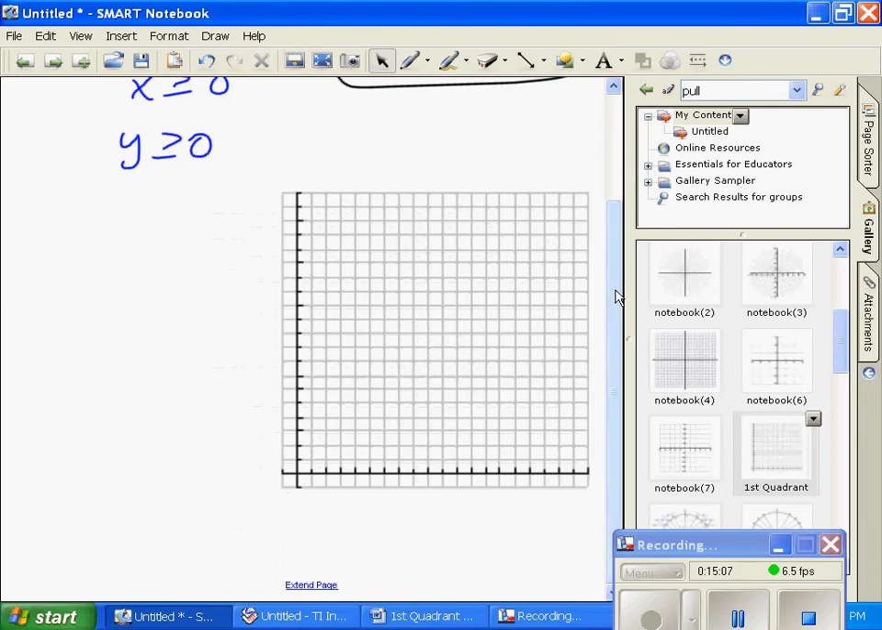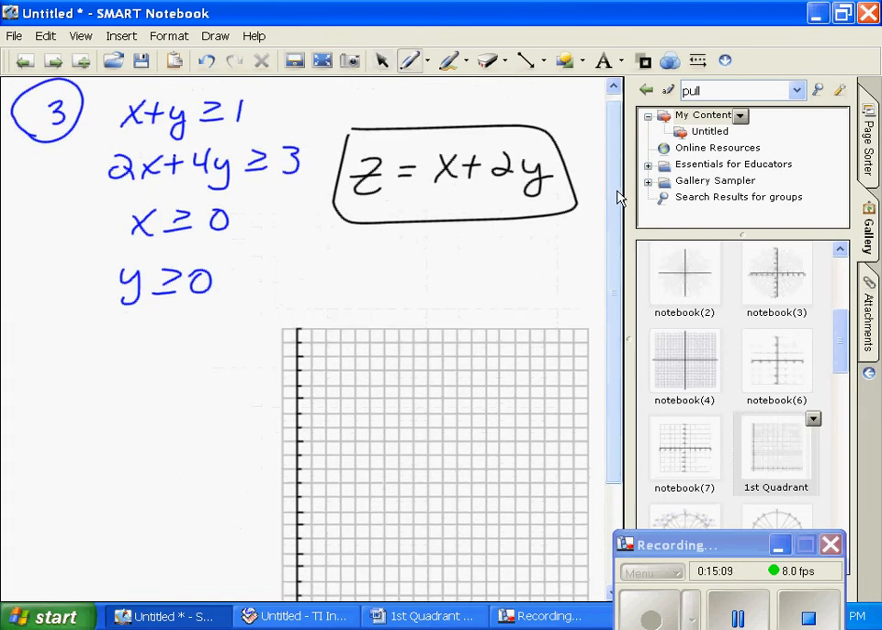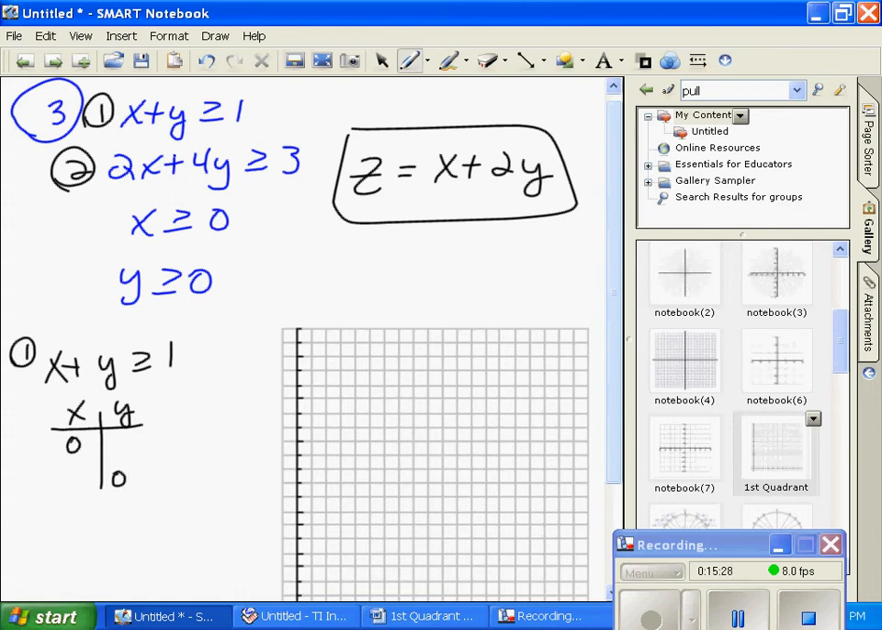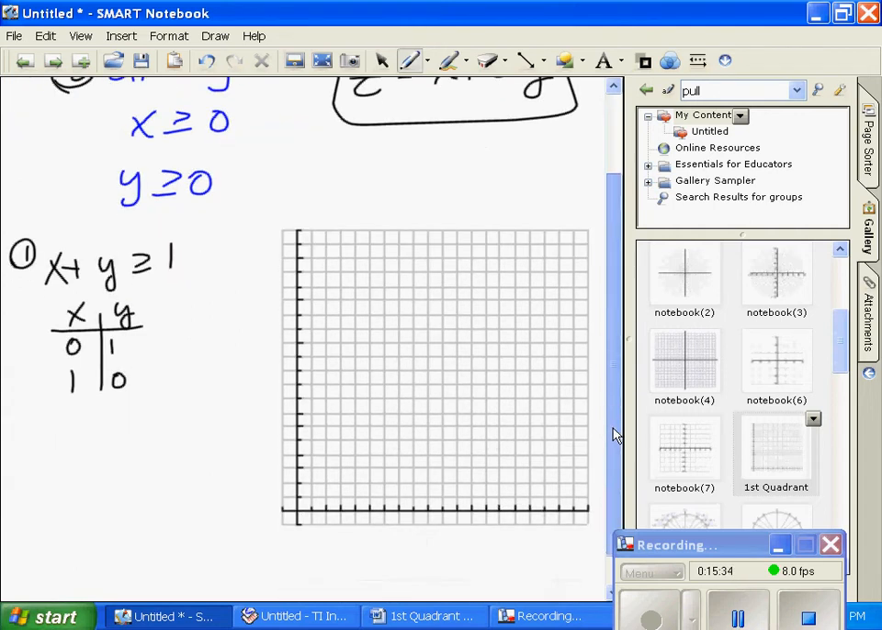Alrighty, so the first equation, I'm going to label this equation 1 and 2. I have x plus y greater than or equal to 1. Sometimes I don't start graphing until I find my x and y intercepts for both of them. Put 0 in for x, I get a 1 for y. 0 in for y, I get a 1 for x. So those are very small numbers.